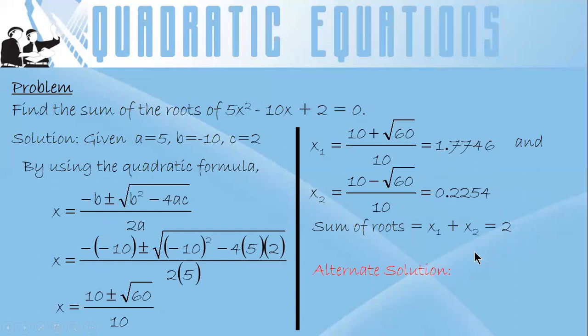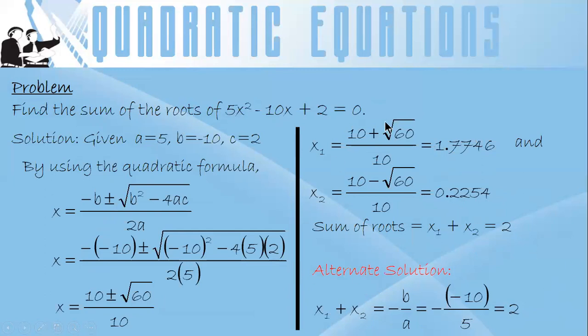Alternate solution: use the formula for the sum, negative b over a. So, negative, the b here is negative 10, over 5. So 10 over 5, it's 2. You see? There is a difference. Right?